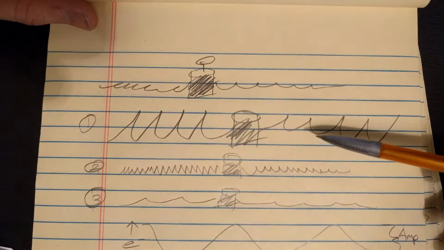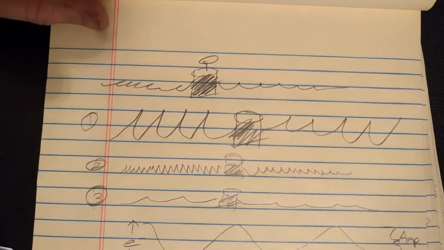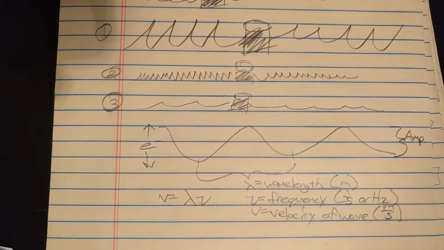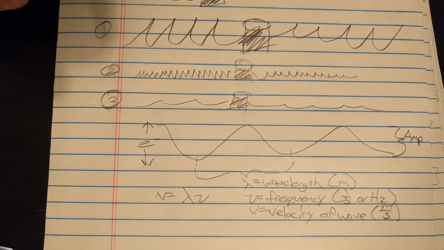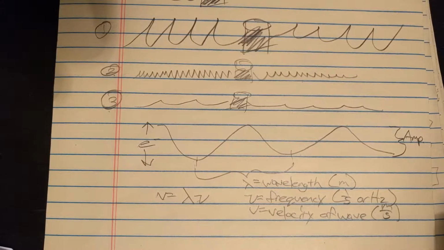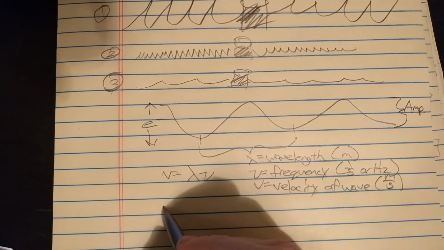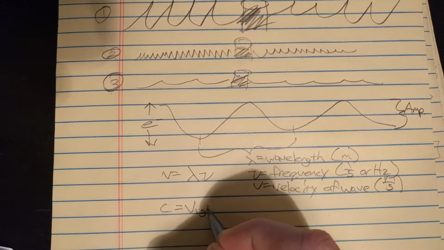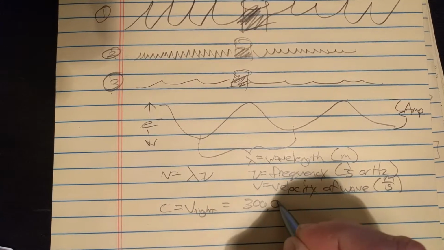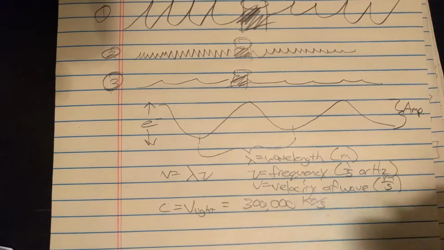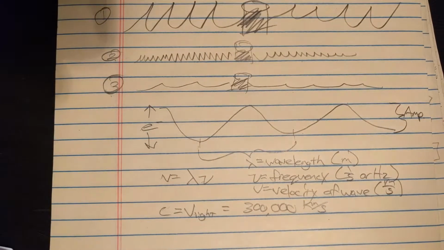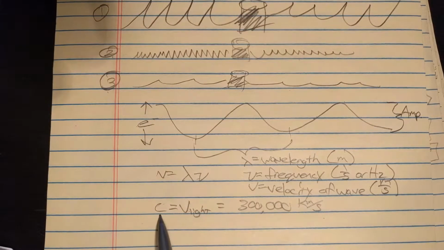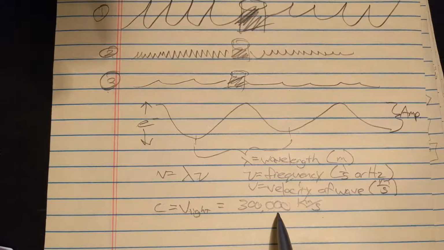So, now just like we had the buoy making waves in water, well, the electron makes waves in the electromagnetic field. And waves in the electromagnetic field are a little bit different than waves in water, in that waves in the electromagnetic field always move at a speed, call it c, which is just the velocity of light, and it's equal to 300,000 kilometers per second. Nothing can go faster than that. And the thing about light is it always moves at that speed.